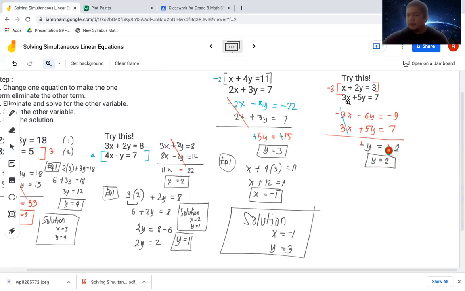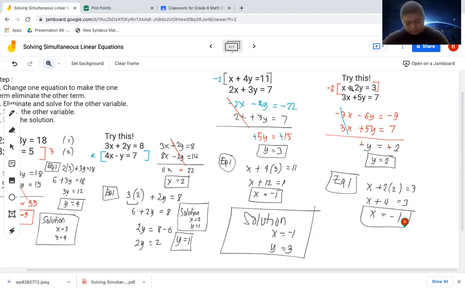So again, solve for the value of x. I think it's easier for me to use this one, equation number 1. So x plus 2 times the value of y, which is equivalent to 2, is equivalent to 3. So x plus 4 will be equivalent to 3. So from here, we will now know that x is equivalent to -1. And the solution is x is equivalent to -1 and y is equivalent to 2.